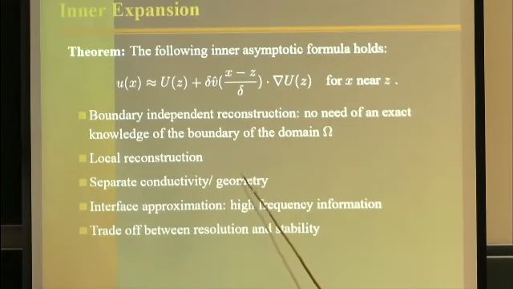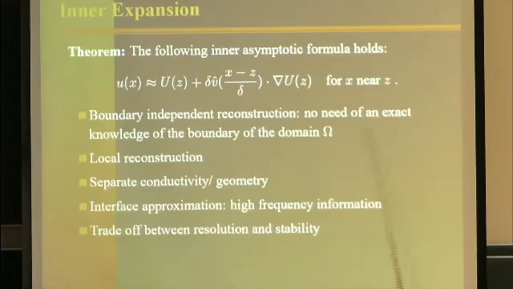So if you have inner expansion, you have boundary independent reconstruction. No need of exact knowledge of the boundary of the domain. And you have local reconstruction. You don't need to know the domain, to have the data everywhere. You want to image this part, have the data here, and you can get a good approximation of geometry and separate the conductivity material parameter from the inclusion.